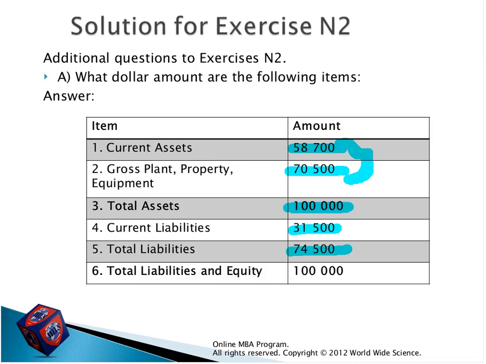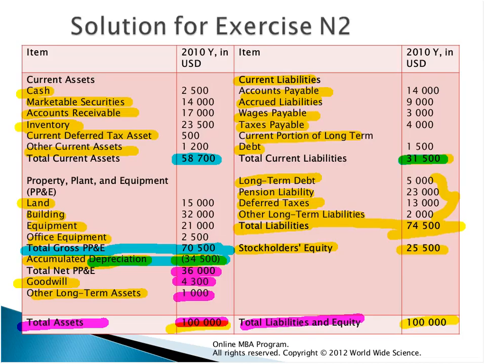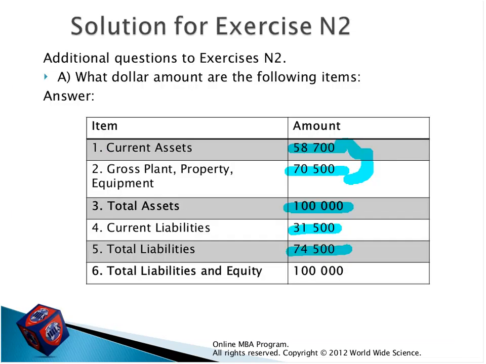Let's see. Total liabilities, do you remember what that means? It is equal to current liabilities plus long-term liabilities, right? Two kinds of liabilities. And here total liabilities is equal to 74,500. Is it? Yeah, same amount, right? And the last one, we must show total liabilities plus equity, which is 100,000, right? So all these amounts are correct. So that's all. Any questions so far based on this balance sheet?